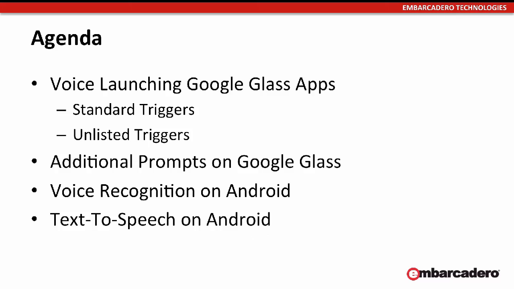So we're still going to start with voice launching Google Glass apps with the standard voice commands as well as unlisted triggers and keywords. And we're also going to look at how to add additional prompts to Google Glass so that your Glass app can launch with some input from the user. Then we're going to look at doing voice recognition across all your Android apps and text-to-speech across all your Android apps.